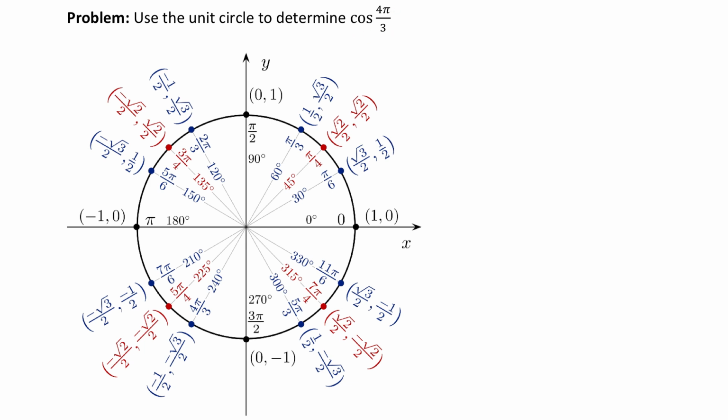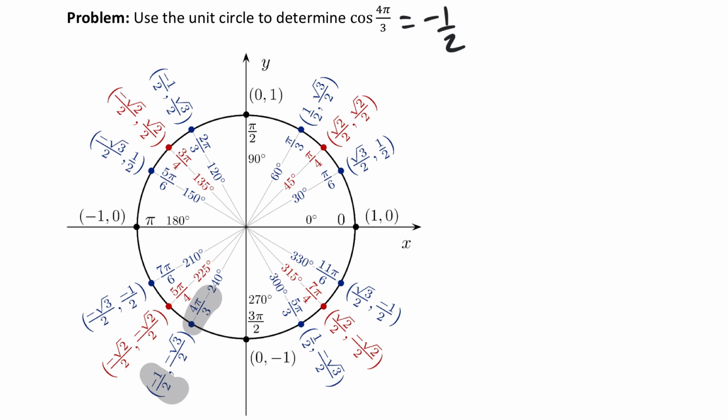So for example, if we were asked to find cos of 4 pi over 3, we would simply go here to 4 pi over 3. Cos is going to be the x values. So we look at that x value right there, and we get negative 1/2.